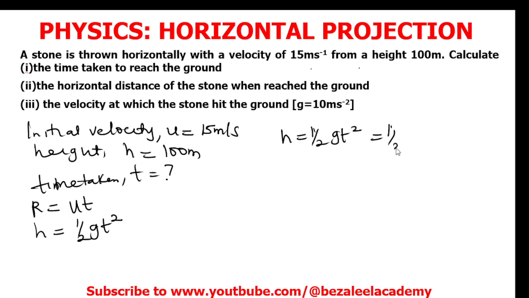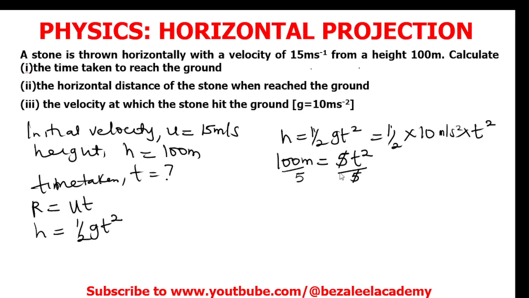So we are given our g to be 10 meters per second squared times our t, which is our unknown. Our t is unknown. So our h is given to us as 100 meters. So from there I can say this is 5t squared. So from there I can divide both sides by 5.